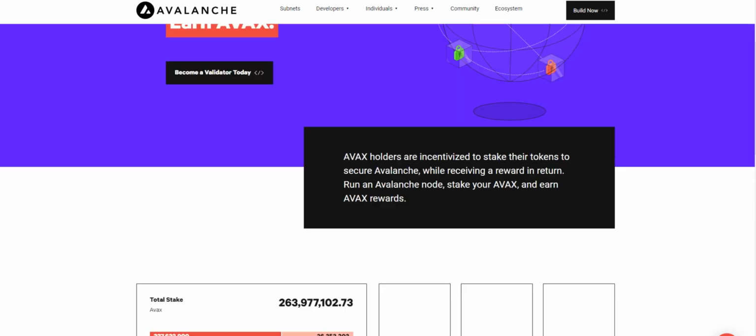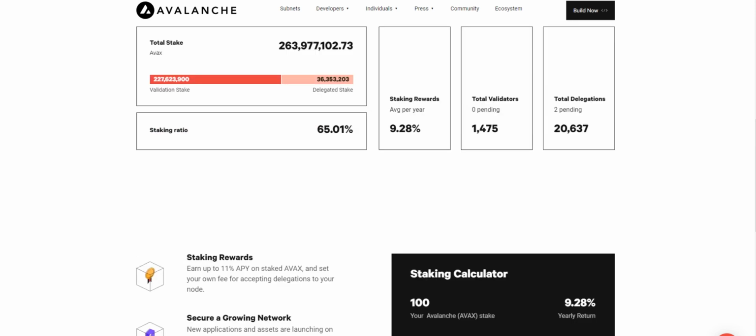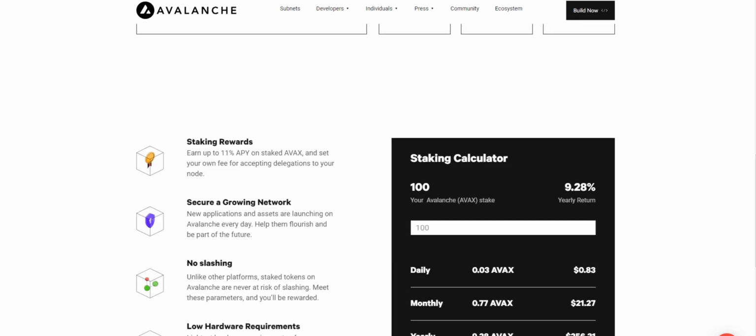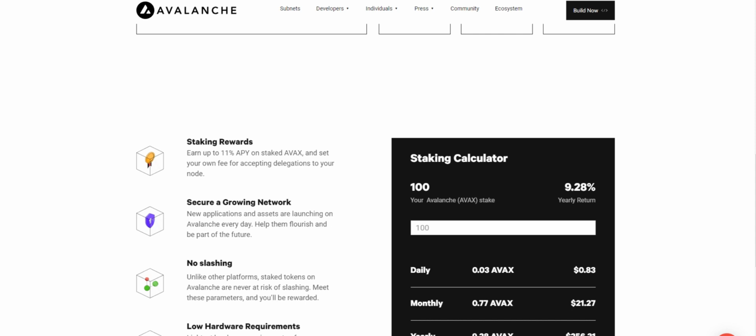If you go to the actual AVAX website itself, it gives you basically an overview of what AVAX is, how good it is, how amazing it is, how many people are staked, and all that stuff. Now once you come down here, you're going to see something that says no slashing. It says, unlike other platforms, staked tokens on Avalanche are never at risk of slashing. Meet these parameters and you'll be rewarded. Now this is, in my opinion, a downside, because slashing was invented to punish bad network actors, and AVAX does not have that.